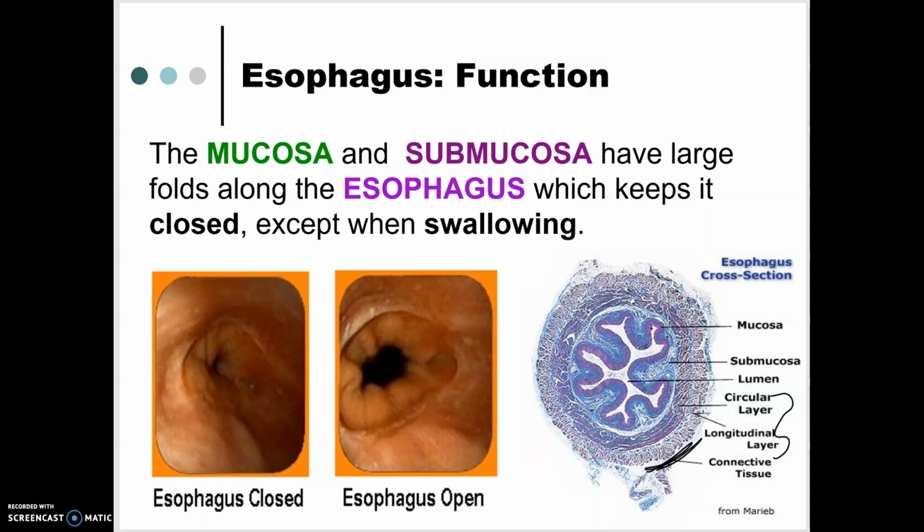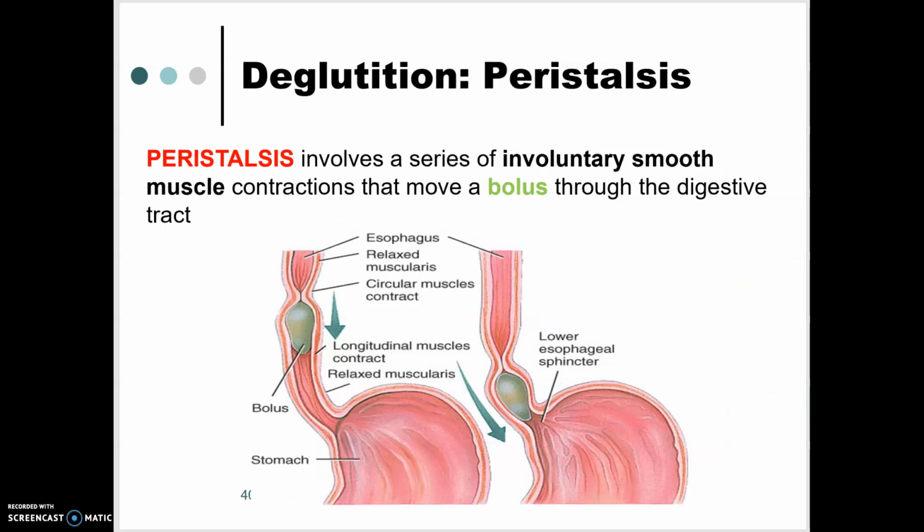What you should notice is that we have these large folds. When the esophagus is not being used, you're not swallowing, the mucosa and the submucosa will kind of collapse and have these folds, and it'll keep it closed. Except for when you're swallowing, of course. When you swallow, those folds will stretch as the food passes through, with peristalsis.